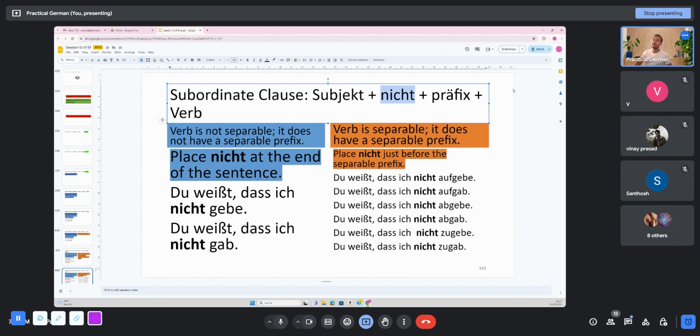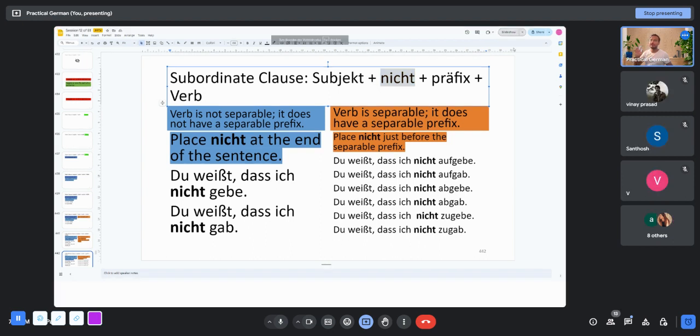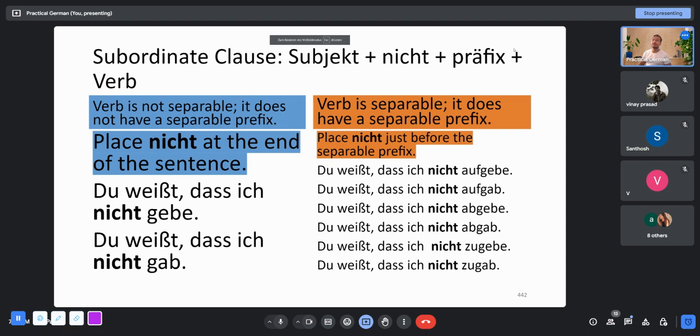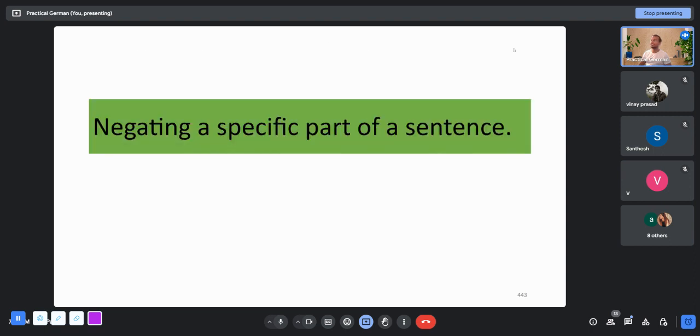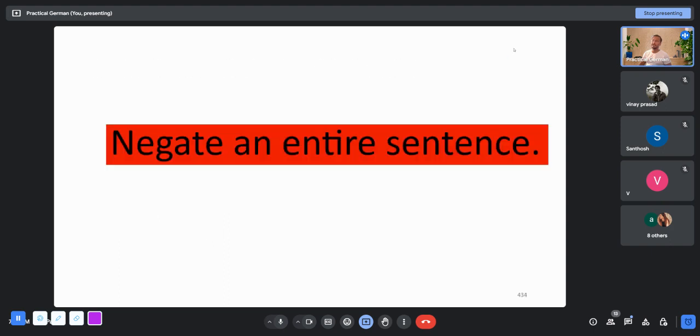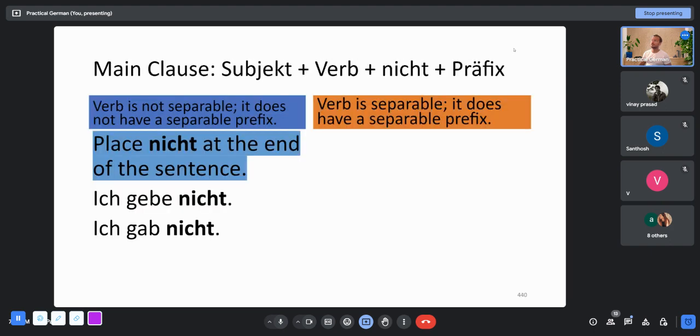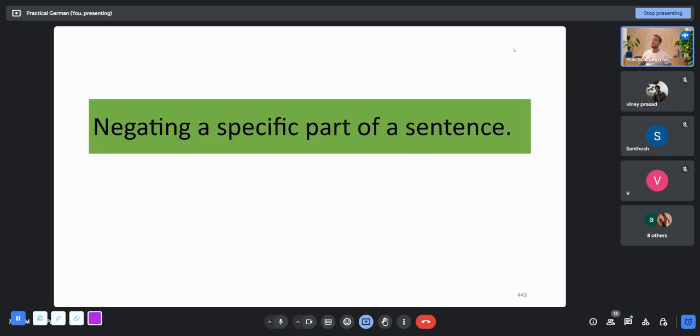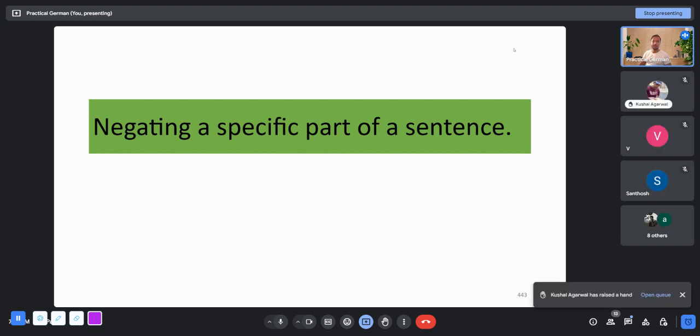Okay. Please ask if there is still confusion. You know how to do it by now. It's just that now we are talking about it in theory. It may sound a little bit confusing, and please ask. So we looked at how to negate an entire sentence. Let's talk about how to negate a specific part of a sentence. A sentence can have many parts. Yeah, Kushal, please ask.